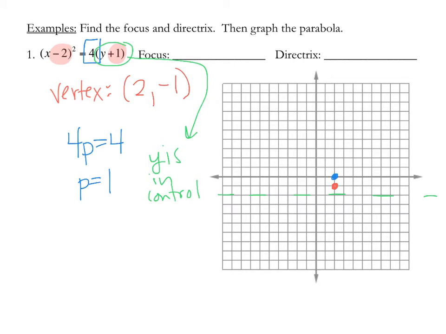And then to do my last step of graphing, I just have to look at what that distance is. That distance here is out 2, so I'm going to move right 2 from the focus point and left 2 from the focus point. And then this is going to be my parabola. Notice it faces up because y is positive, or p is positive, and y is in control.